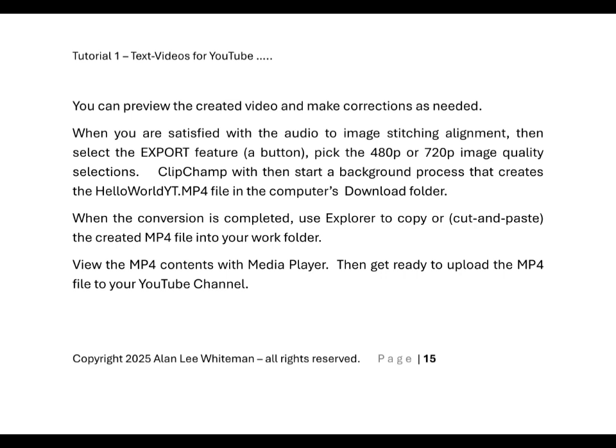When you are satisfied with the audio-to-image stitching alignment, then select the export feature, a button, pick the 480p or 720p image quality selections. ClipChamp will then start a background process that creates the Hello World YT.mp4 file in the computer's download folder. When the conversion is completed, use Explorer to copy or cut and paste the created MP4 file into your work folder. View the MP4 contents with Media Player. Then get ready to upload the MP4 file to your YouTube channel.